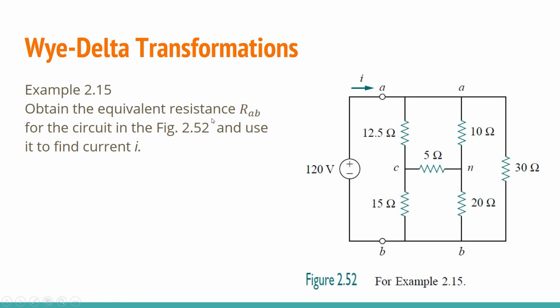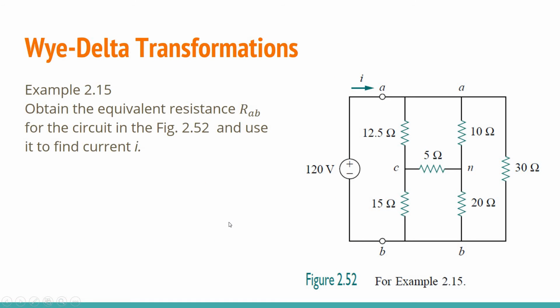Okay. The question: obtain the equivalent resistance RAB for the circuit in figure 2.52 and use it to find current I. So we need to find the current I. We can't simplify this part directly, so you can use the Y network. If you use Y, then for this 10, 5, and 20, it can be a delta. If delta, it can be this one, or this one, or this one on the side.